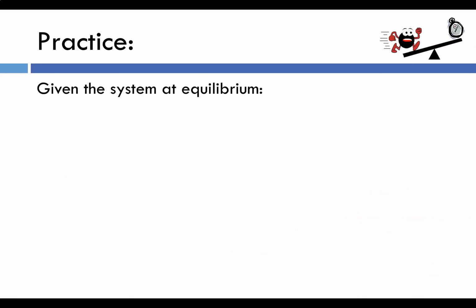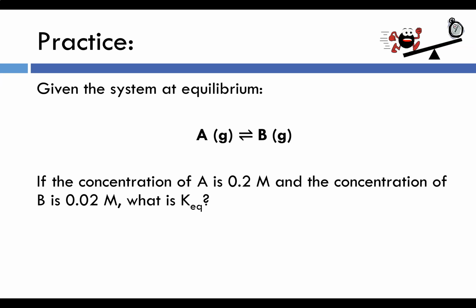We're given a system at equilibrium, as simple as it's going to get. A is in a reversible reaction with B. I know at equilibrium I've got these concentrations: A is 0.2 molar and B is 0.02 molar, and I'm going to try to find the Keq.